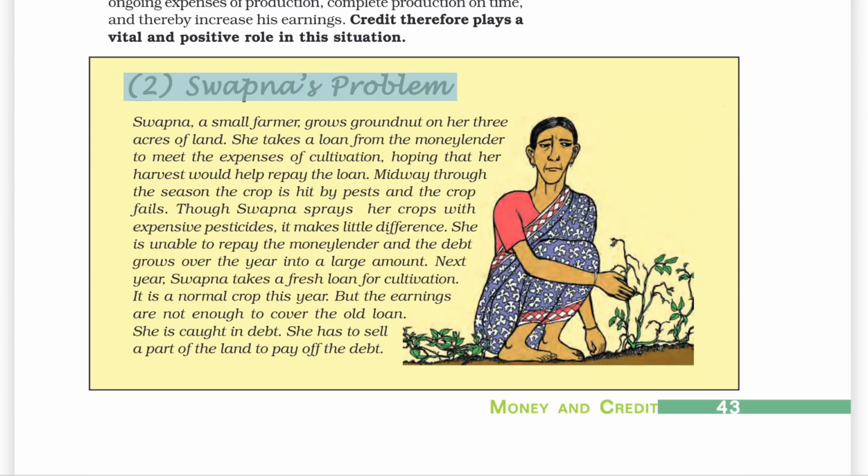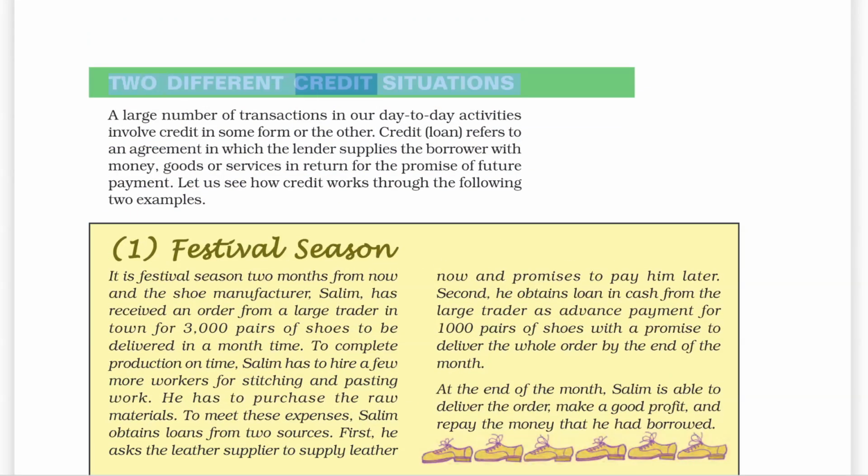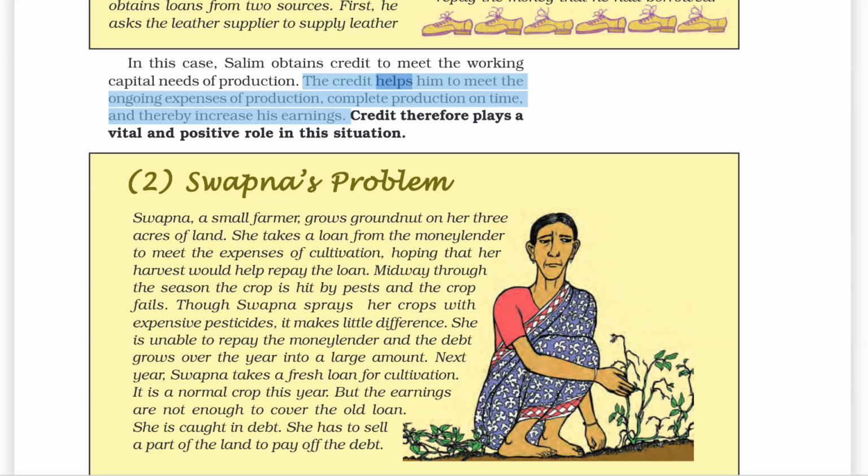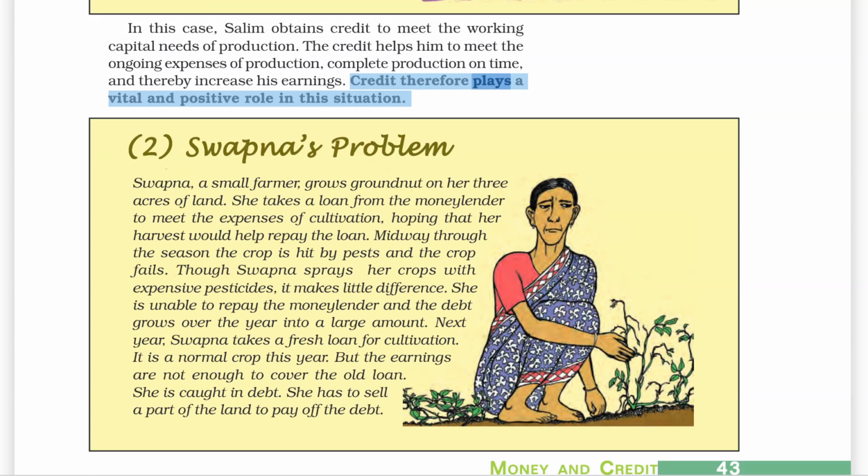2. Swapna's problem. Two different credit situations. In this case, Salim obtains credit to meet the working capital needs of production. The credit helps him to meet the ongoing expenses of production, complete production on time, and thereby increase his earnings. Credit therefore plays a vital and positive role in this situation.